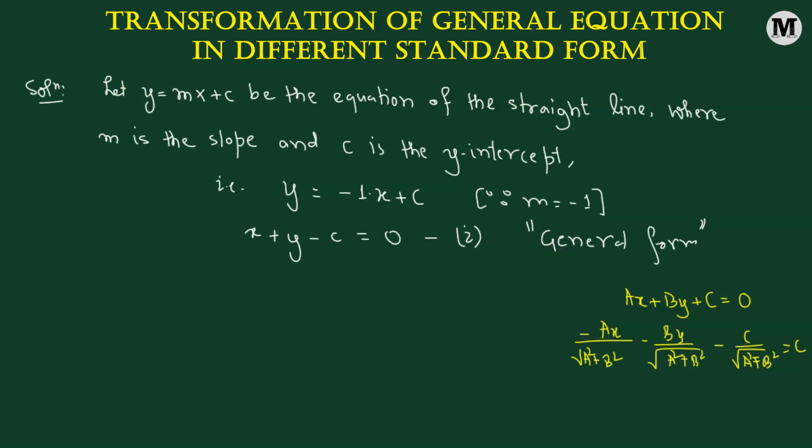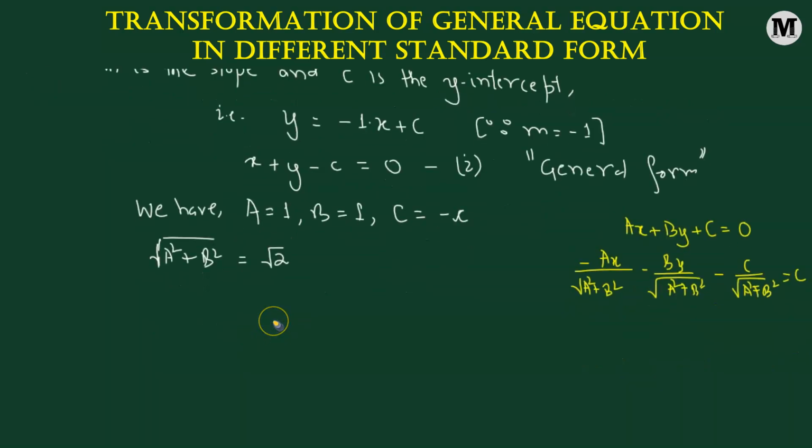Okay, so in our case, a corresponds to 1, b corresponds to 1 as well, and the c value equals -c in lowercase. So if we take the square root of a squared plus b squared, that is equal to the square root of 2. So now we'll convert equation 1 to the normal form.